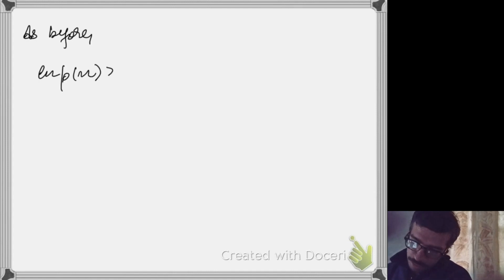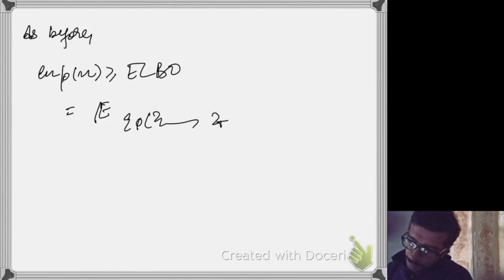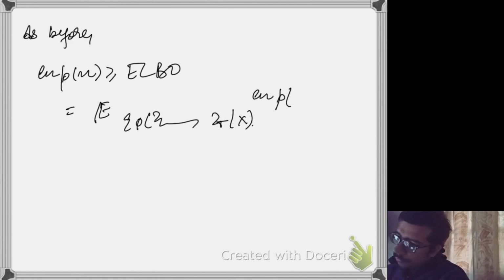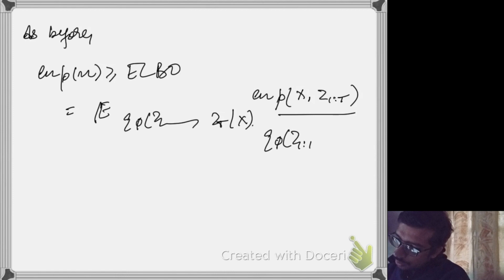Now as before, log p(x) is greater than or equal to the ELBO, which I write as the expectation over q_phi(z_1 up to z_T given x) of log of p(x, z_1 to T) over q_phi(z_1 to T given x). So this is my ELBO or evidence lower bound.